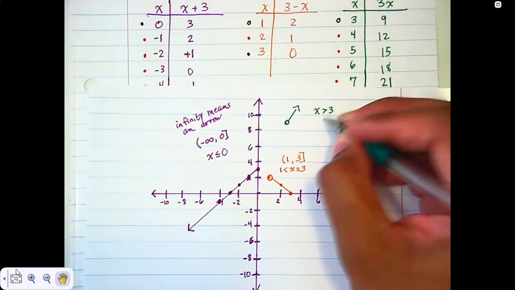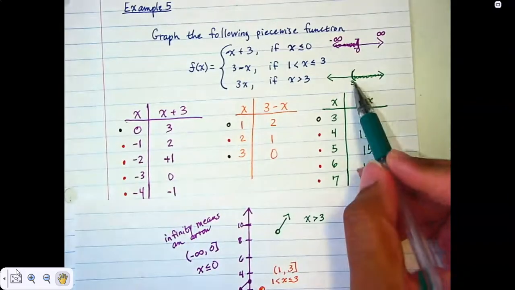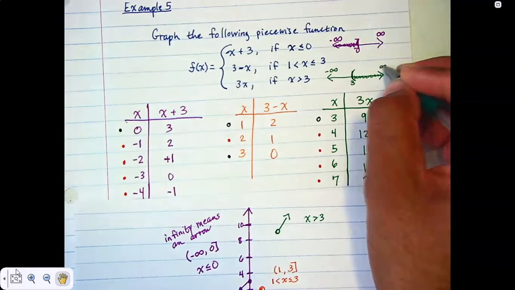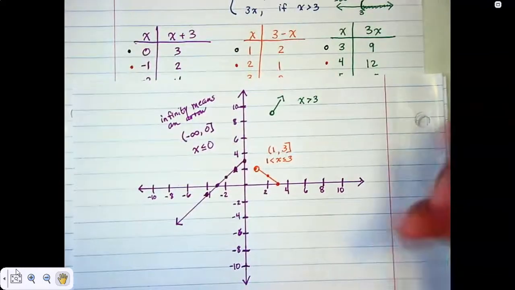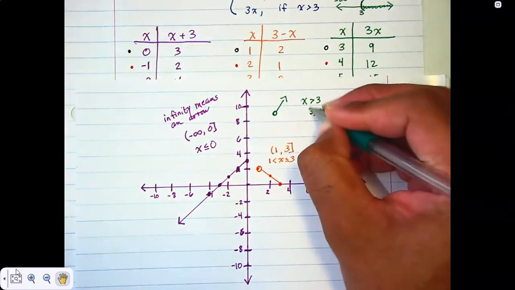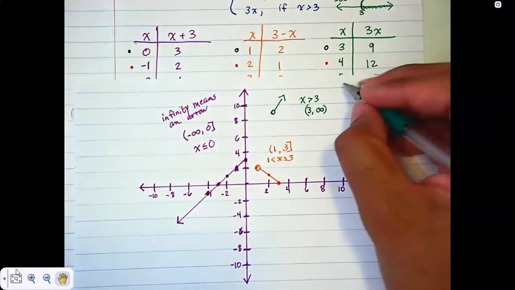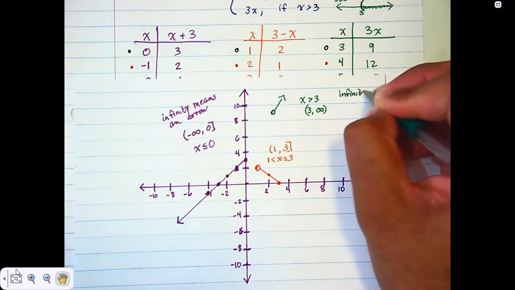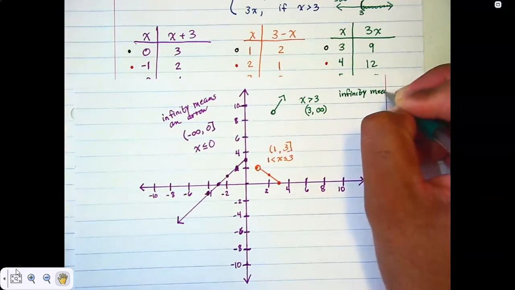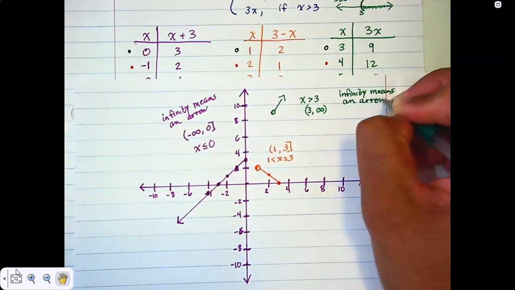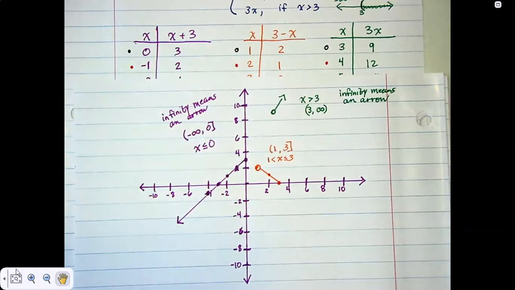All right, so just really quick, looking at the inequality, the condition. We know, looking at the graph too, that it starts at 3 and ends at positive infinity. Again, since we have infinity, it starts at 3 and goes to positive infinity. And because we have infinity, remember infinity means an arrow.